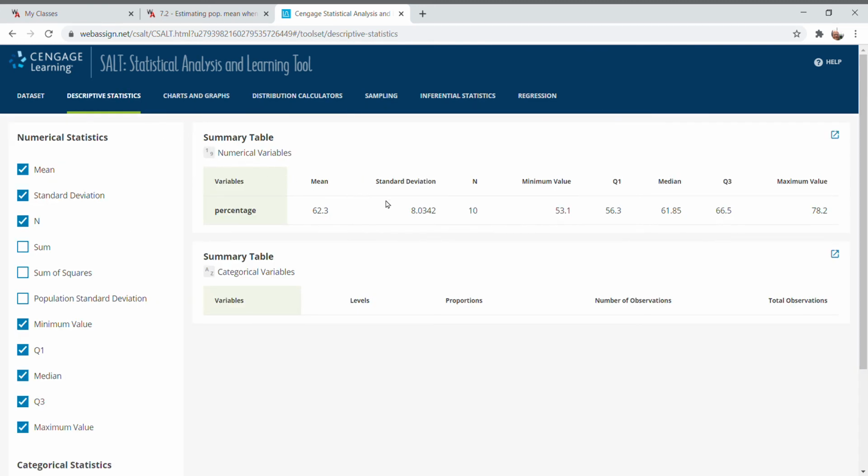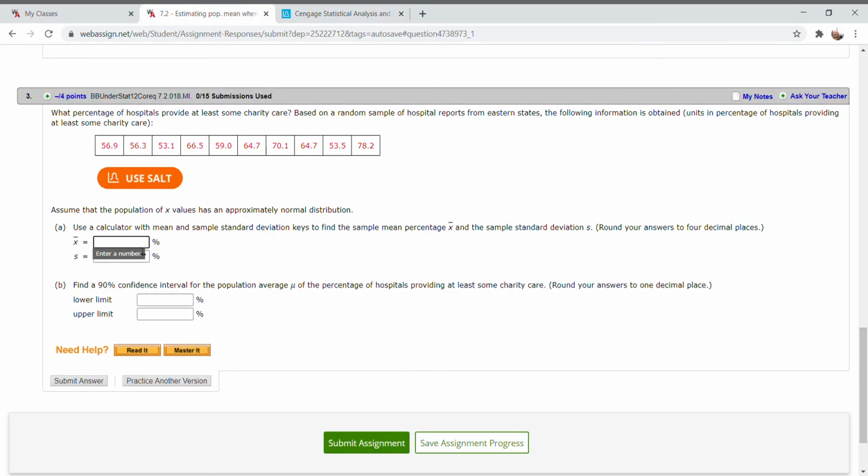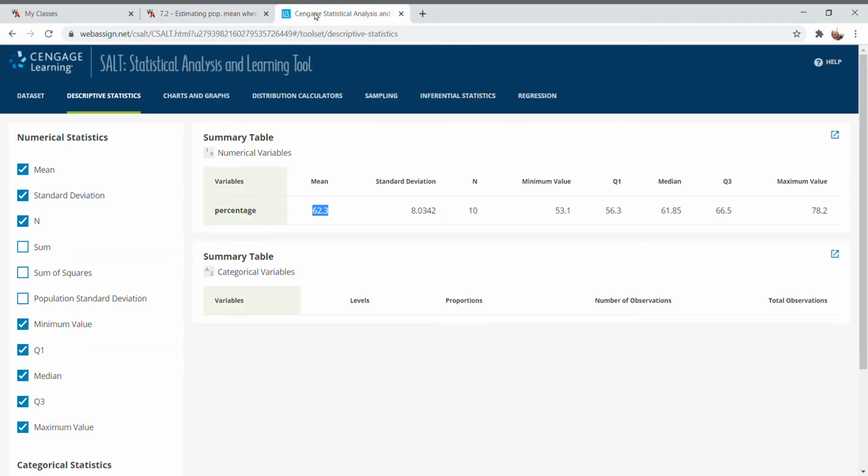Descriptive stats. The average is 62.3. Copy, paste. Our sample standard deviation is 8.0342. I'm going to copy and paste that.